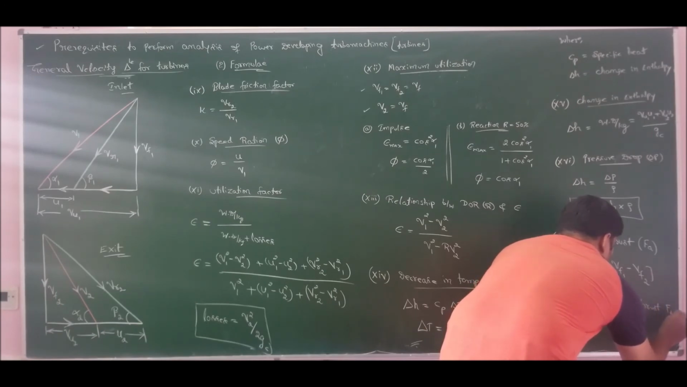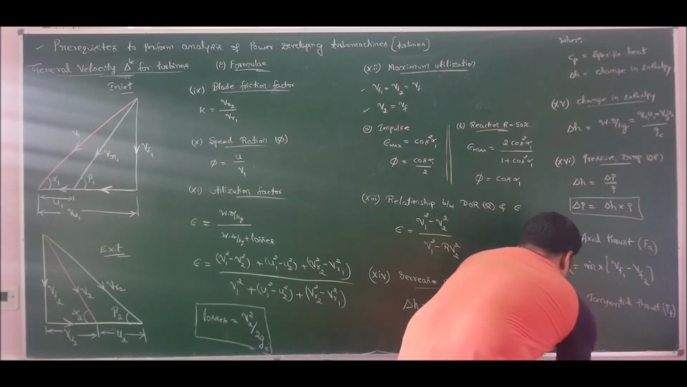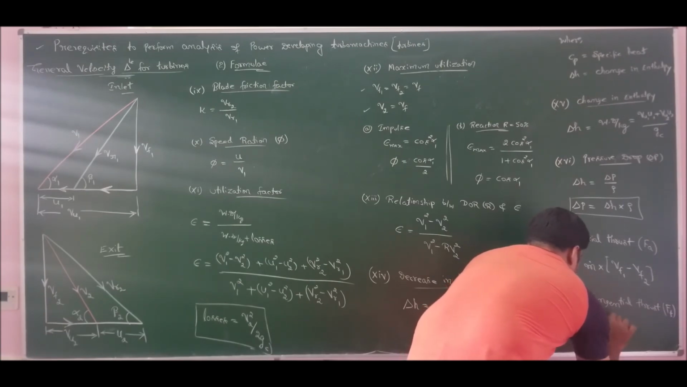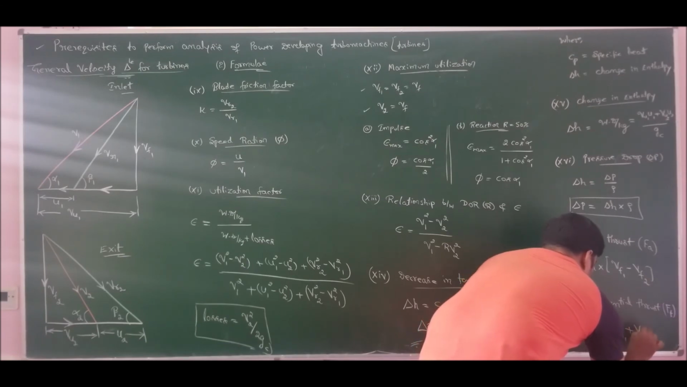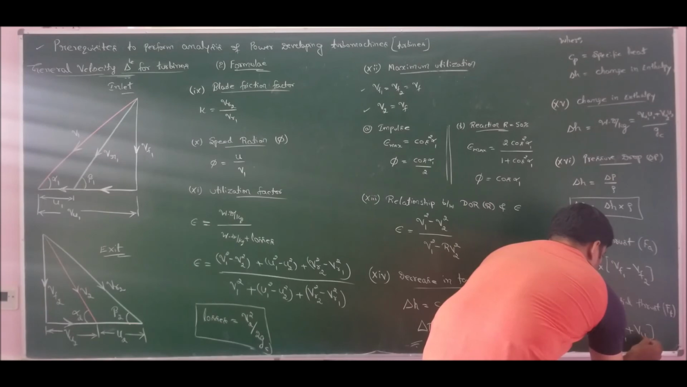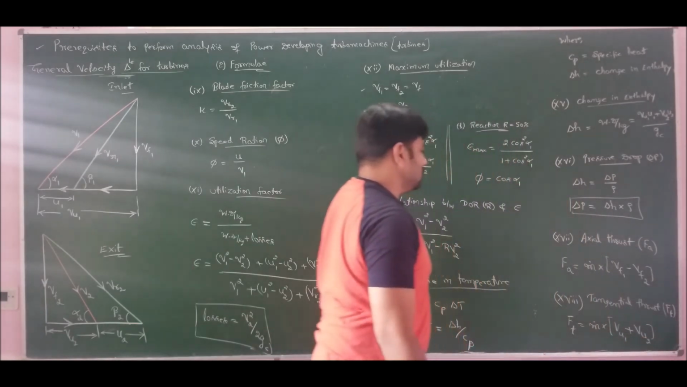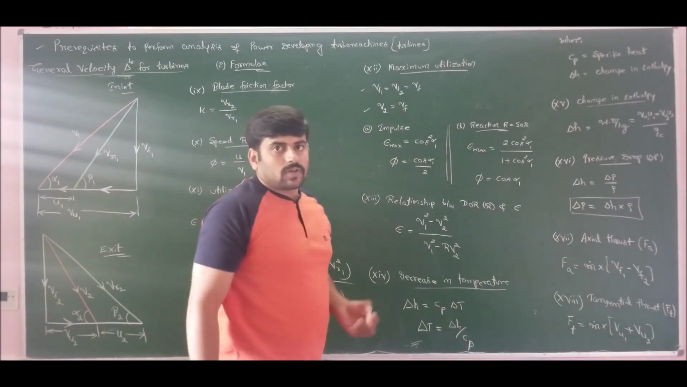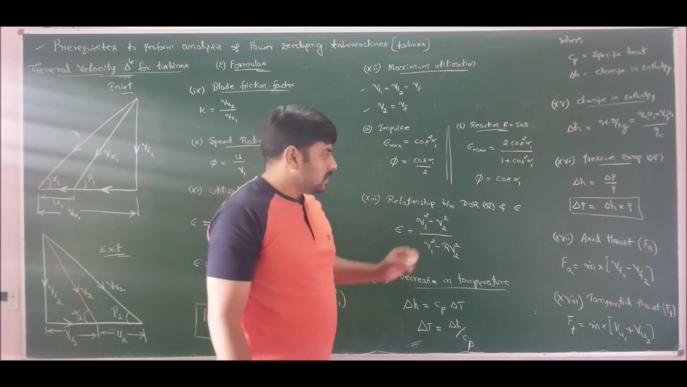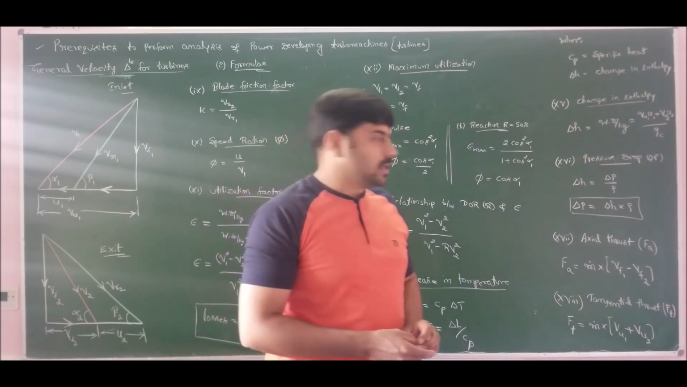which is denoted by Ft. Tangential thrust is given by Ft is equal to mass flow rate into (Vu1 plus Vu2). Let me pause this for a while so that you can copy it down. Later we move further. The list is not over.